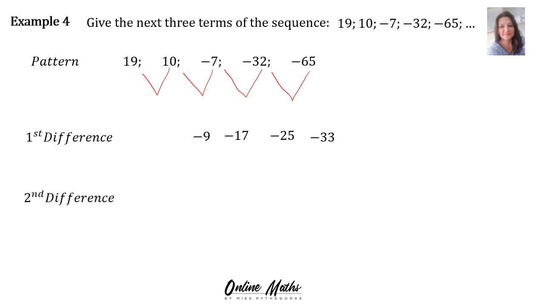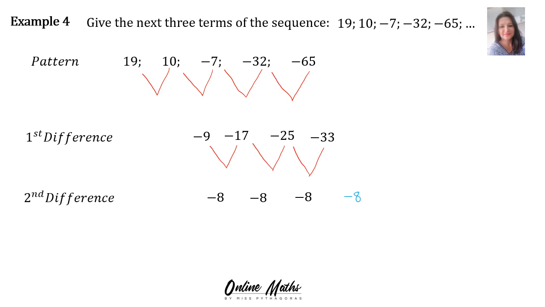Then we work out the second difference. Negative 17 minus negative 9 is negative 8. Negative 25 minus negative 17 is negative 8. Negative 33 minus negative 25 is negative 8. And then there's a constant second difference, therefore our sequence will be quadratic. Now to get to the next term, we know that the second difference is negative 8.